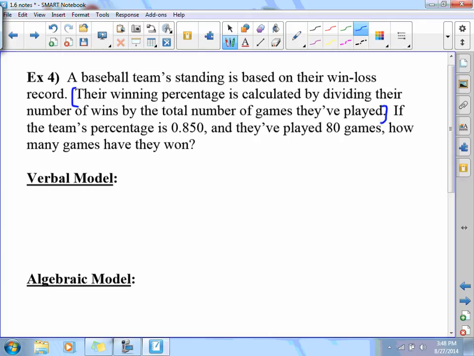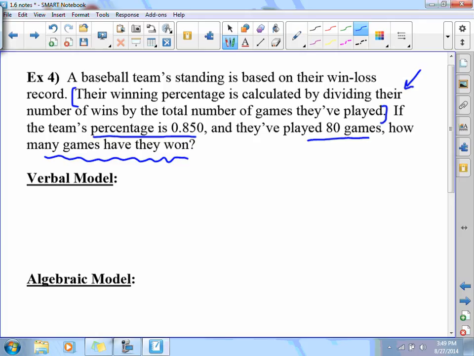So if the team's percentage is 0.850 and they've played 80 games, how many games have they won? So what do we know? We know right here we have this sentence to make an equation, to make our verbal model. We know the team's percentage, and we know how many games they've played. So what do we want to find? We want to find how many games they've won.